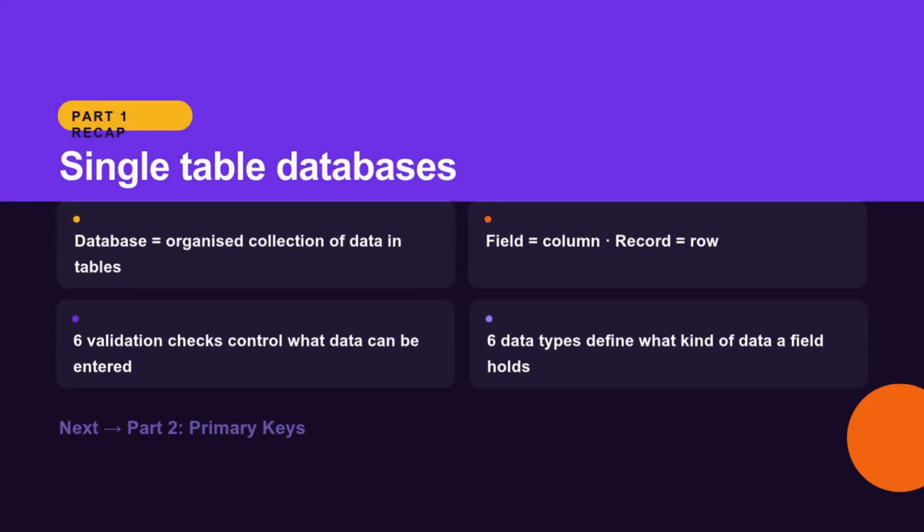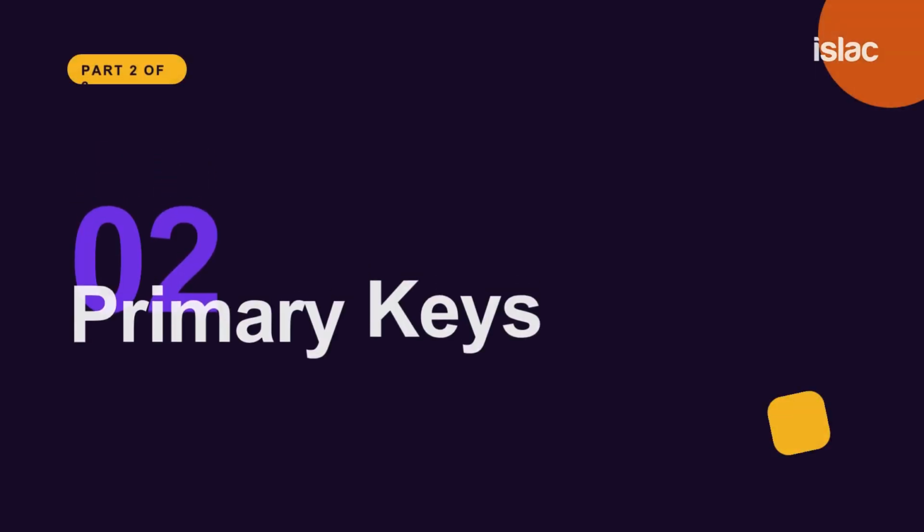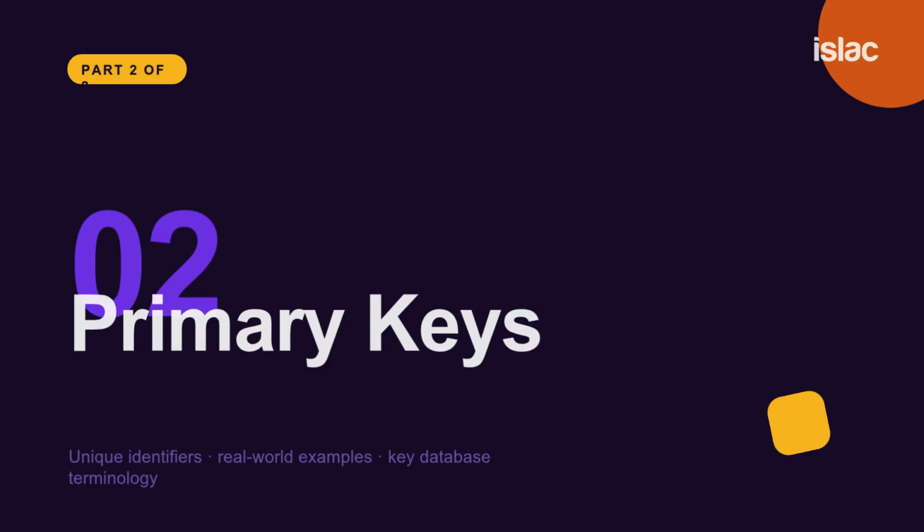That is the end of part 1. We covered databases, fields and records, text files, validation, and data types. Next is part 2 on primary keys. Part 2. Primary keys. A primary key is a special field that uniquely identifies every single record in a table. We will also look at the key database terms you need for the exam.